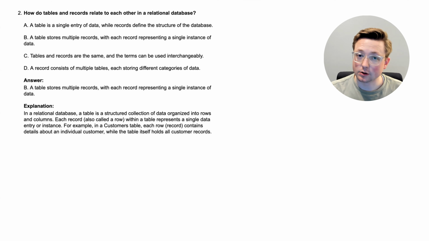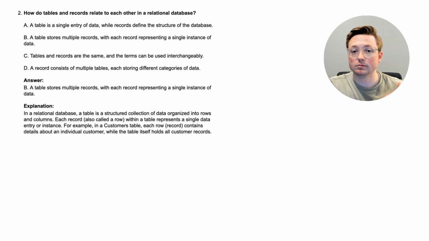Each record is also called a row. Within a table, it represents a single data entry or instance. For example, in a customer's table, each row or record contains details about an individual customer, while the table itself holds all customer records. So the idea there is the table, again, we've all seen that before, has rows and columns so that you can keep track of different things, different customers, different products, whatever the case is. And each row in a table is a record. That's what a record is. So I think we understand that pretty easily. Now let's go to the next question.